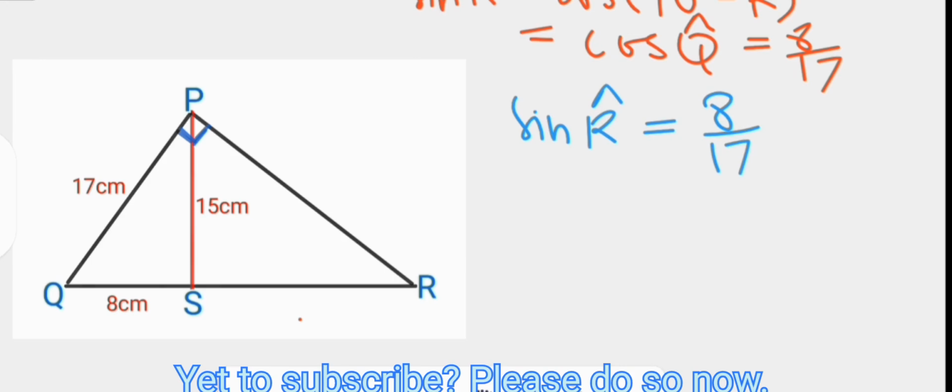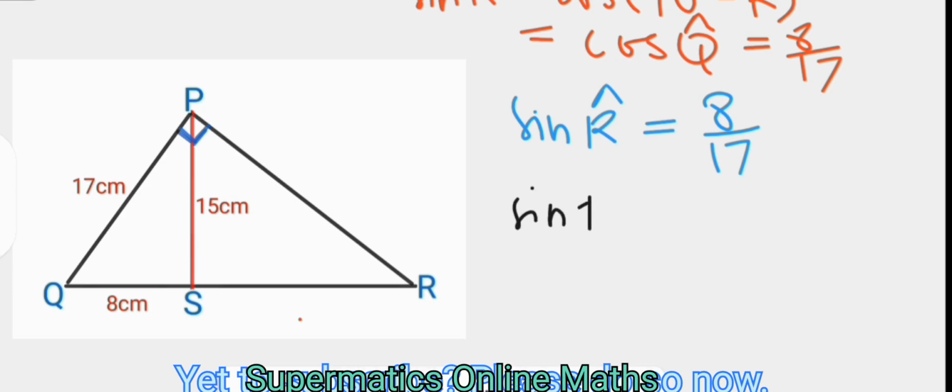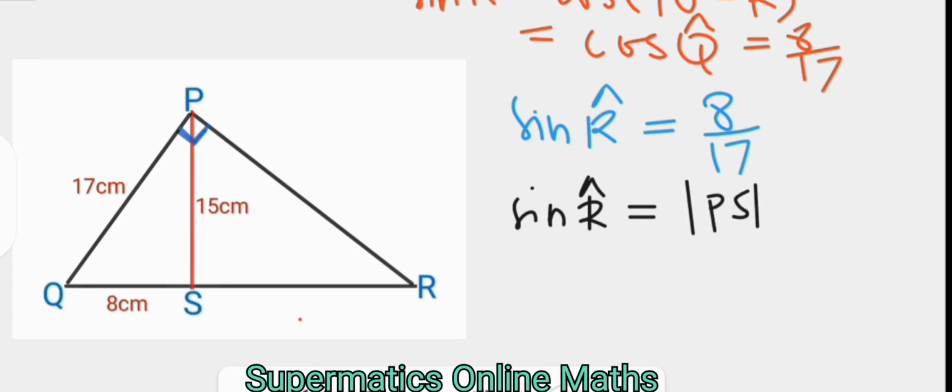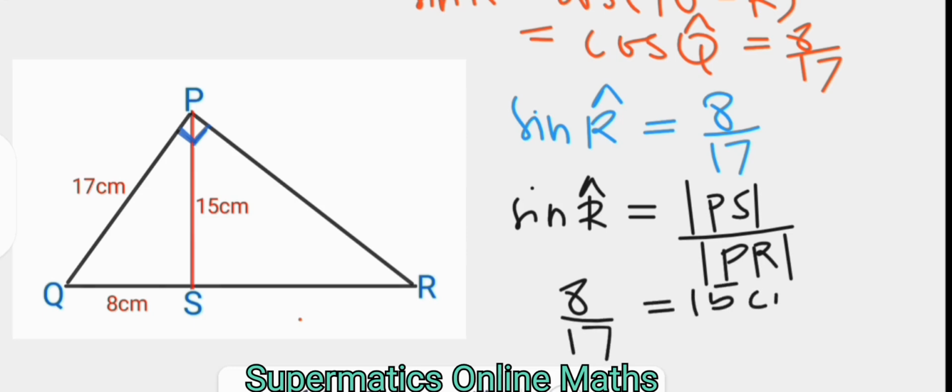And so by trigonometry again, the sine of the angle R is going to be the opposite side to that angle, which is the side PS, divided by the hypotenuse side, which is PR. And because the sine of the angle R is 8 over 17, we have 8 over 17 to be equal to 15 centimeters, which is the side PS, over the side we are looking for, the side PR.